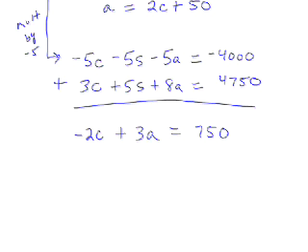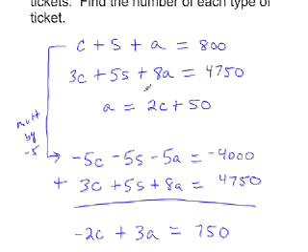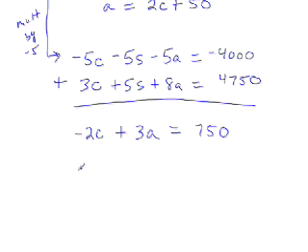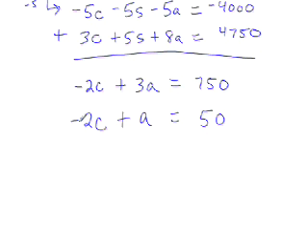Now we're going to try to find a second equation that just has A and C. Our third equation in our system has just A and C in it, so let's modify it. Let's bring the 2C over to the left-hand side by subtracting 2C from each side. That gives us -2C plus A equals 50.